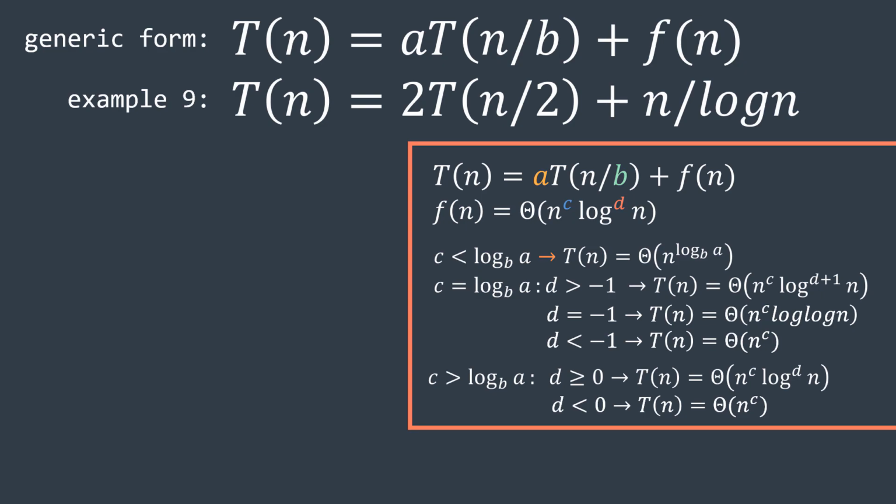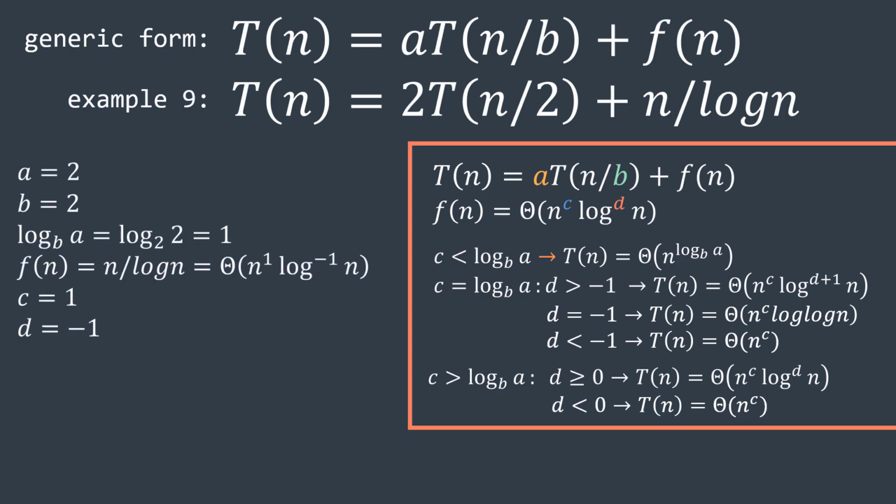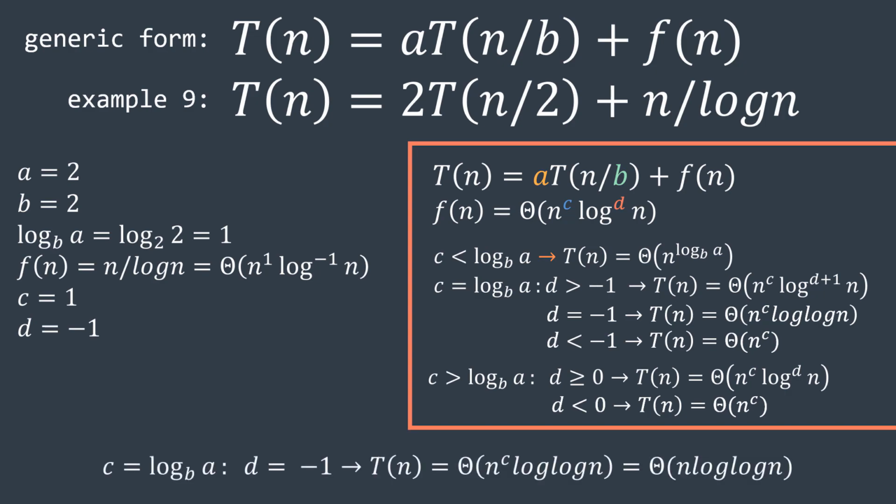Next example, 2T(n/2) + n / log n. Here we also have a log. Know that in mathematics, a divided by b is a times b to the power -1, so here n / log n is equal to n times (log n)^-1. a is 2, b is 2, log_b(a) is 1, c is 1, and d is -1. log_b(a) is equal to c, so we check the value of d. Here it's equal to -1, so the time complexity is Theta(n log log n).